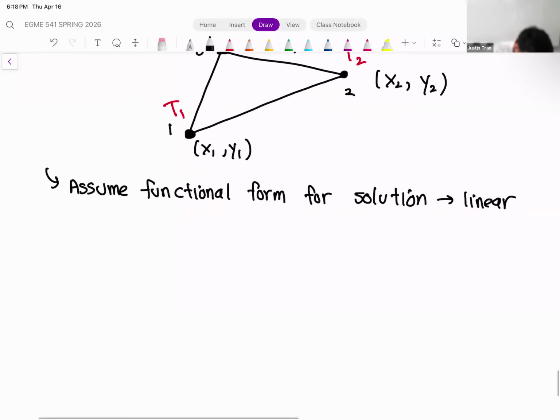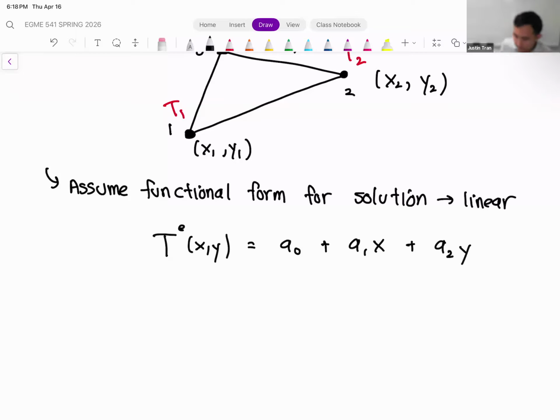All right, and so our assumed solution here, T^e of x and y, is equal to a0 plus a1 times x plus a2 times y. So you have 3 terms here, which matches the number of nodes that we have in our element. So a 3-node triangle will have 3 terms in its assumed functional form. You can see pretty clearly that this function is linear in x and y. We have a separate term for x, a separate term for y, and we have our constant term.